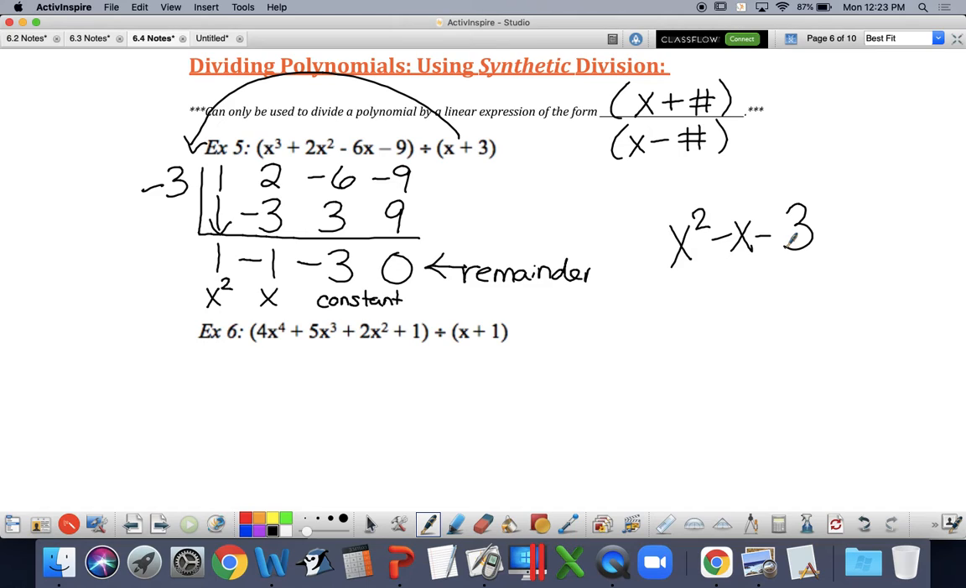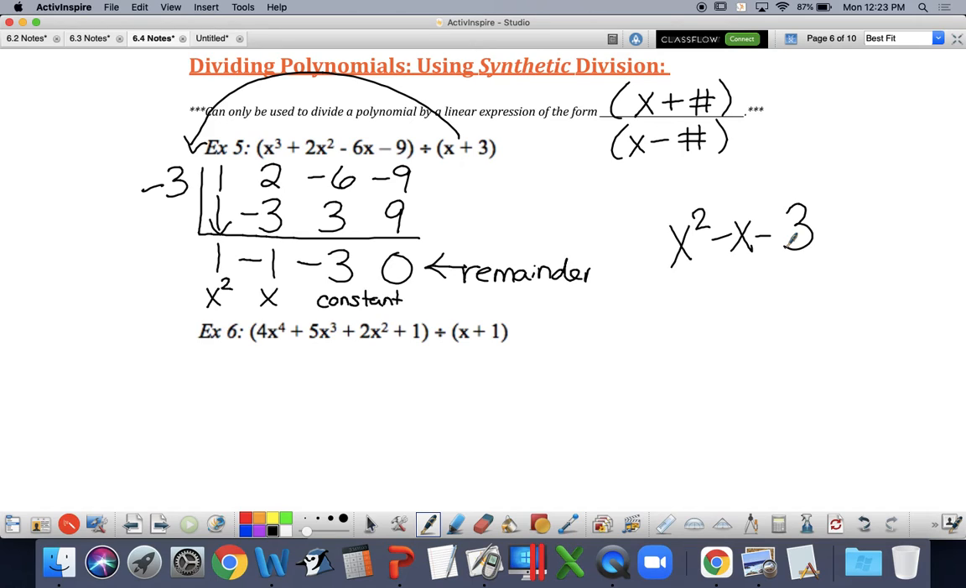So then if it had a remainder, how would you write it? You would write it over the same thing, right? We would say I got a remainder of 4, we would say 4 over x plus 3, because that's what we were dividing by. Good question.